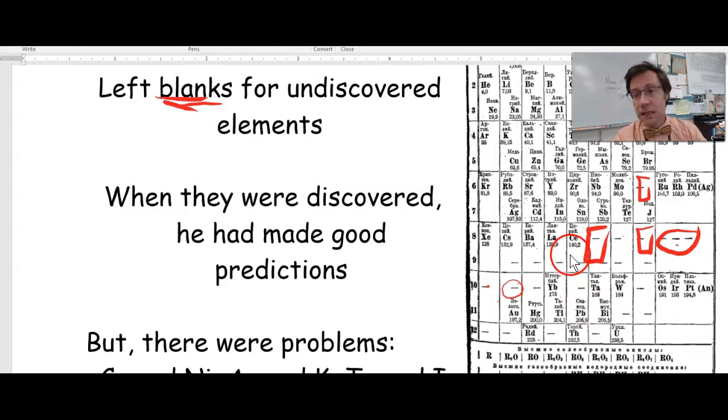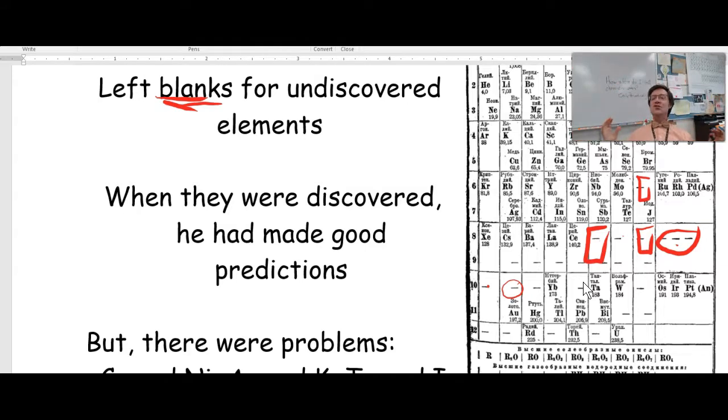And not only did he just leave gaps, but he made predictions about what the chemical and physical properties would be for those unknown, unseen, undiscovered elements that no human had ever borne witness to. Ooh. Well, dude, it turns out he was right.